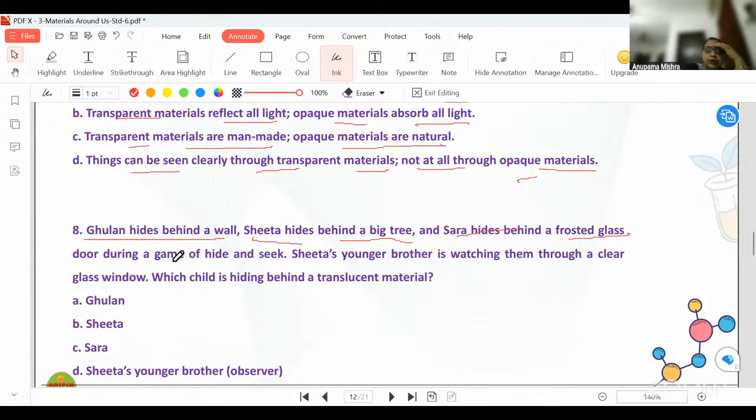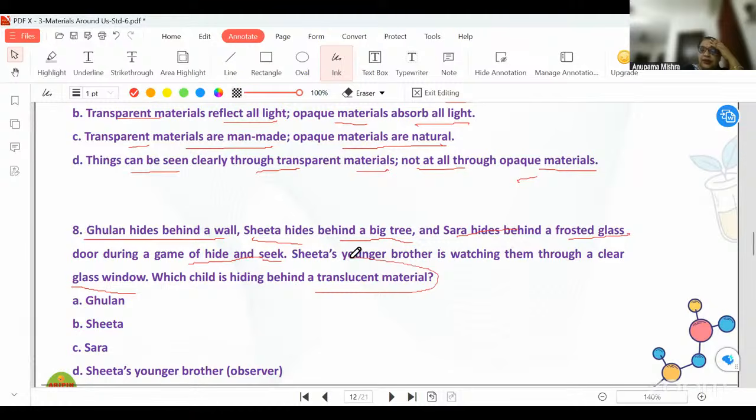The door during a game of hide and seek. Okay. Shita's younger brother, who is the observer, is watching them through a clear glass window. Which child is hiding behind the translucent material?